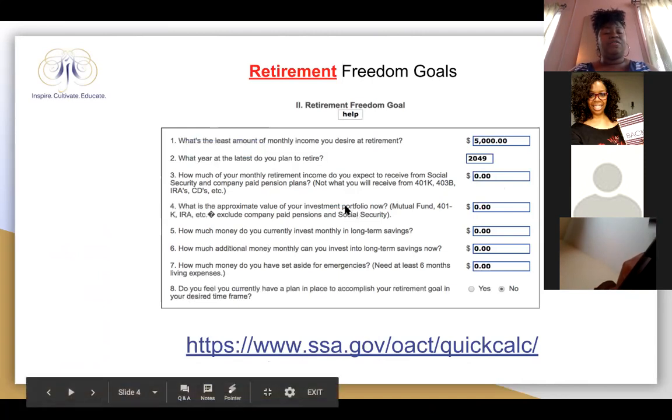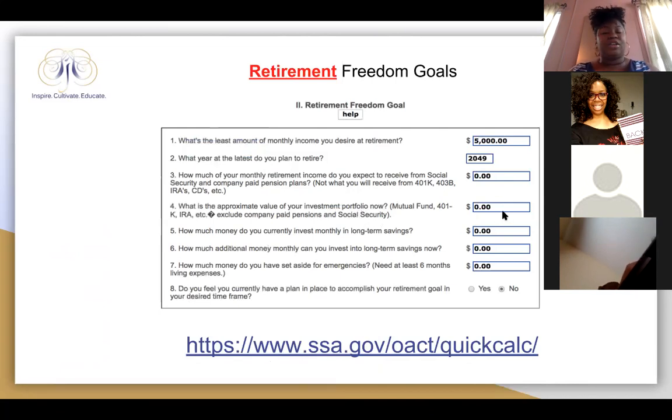Okay. Number 4, an investment portfolio. Well, when I first did this, I didn't have an investment portfolio. How much money do you currently invest in long term? Nothing. A lot of us don't have any extra money to invest. How many additional monies? 0.